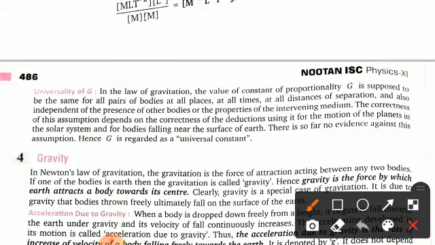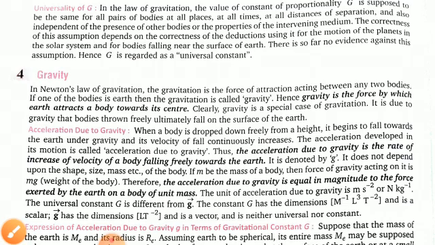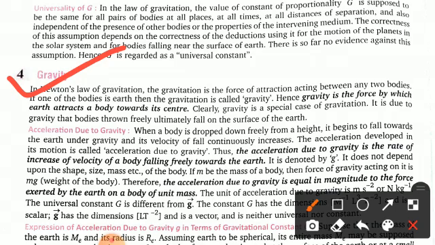So today we will consider our next topic, which is gravity. Clear? So what is gravity? In Newton's law of gravitation, gravitation is the force of attraction acting between any two bodies. If one of the bodies is the earth, then the gravitation is called gravity. What does it mean? Gravity is a force of attraction which exists between two bodies, and if one body is the earth, we consider the gravitation to be called gravity. So we can define it like that.